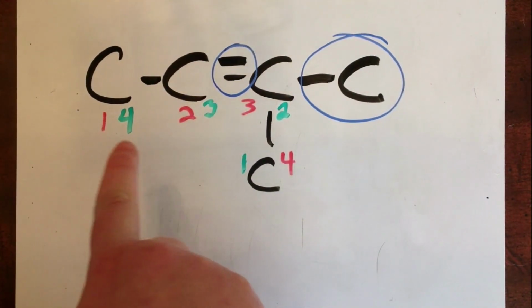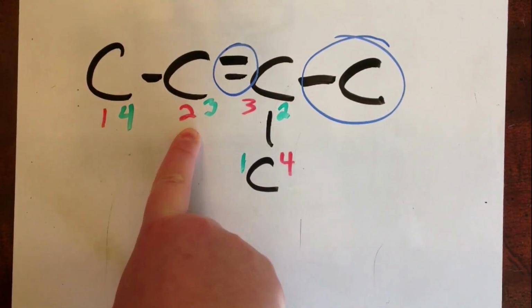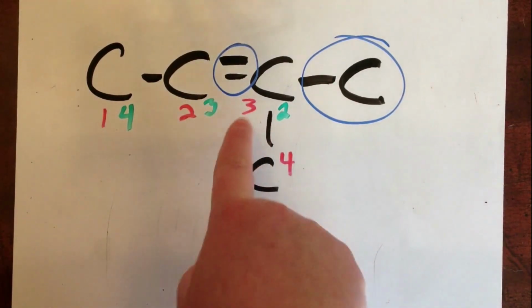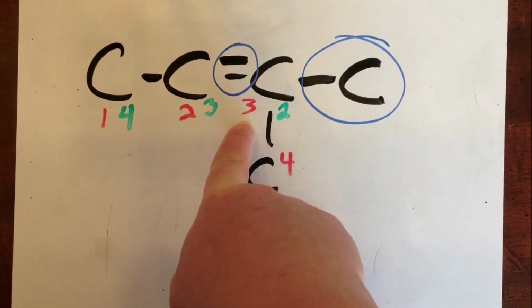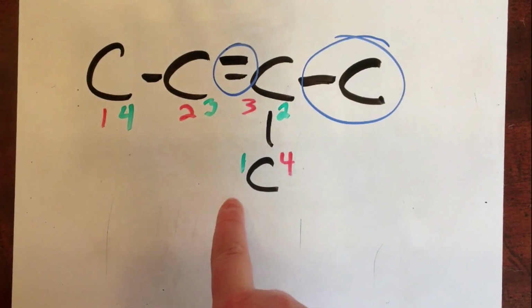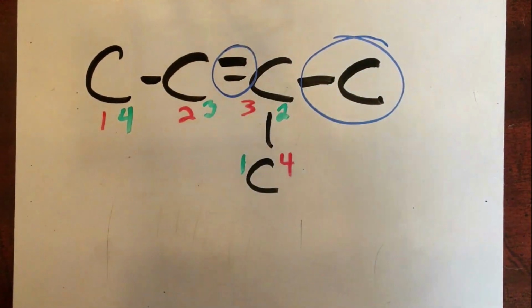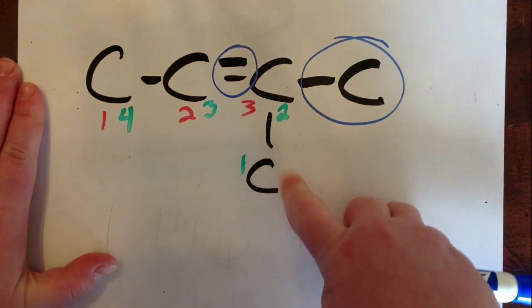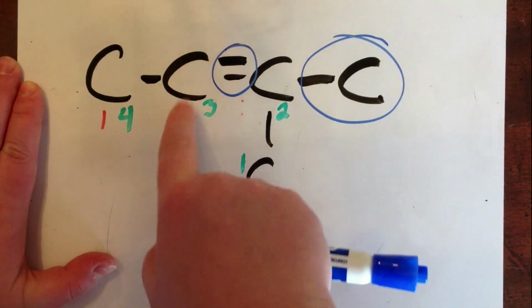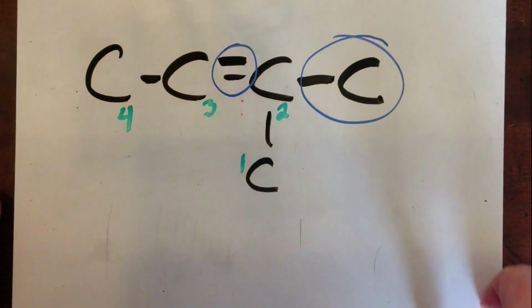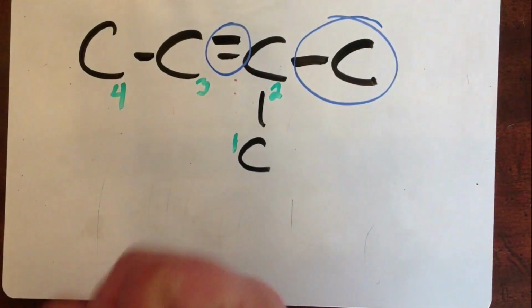If I use the red numbering, my double bond starts at carbon 2 and my branch is coming off of carbon number 3. If I use my green numbers, the branch is coming off of carbon number 2 and the double bond is starting at carbon number 2. So we're going to want to use the green numbers because those are going to give us smaller numbers than if we used the red ones.